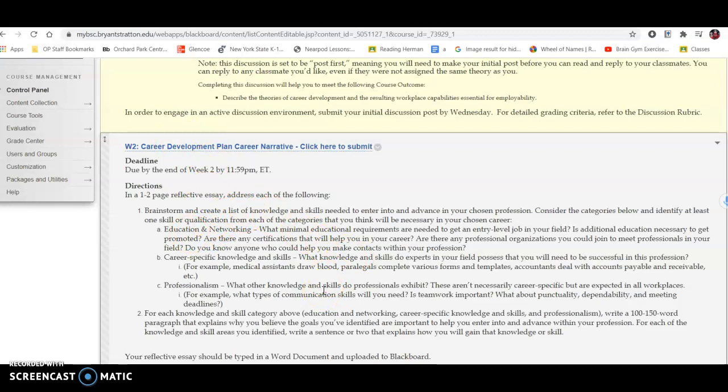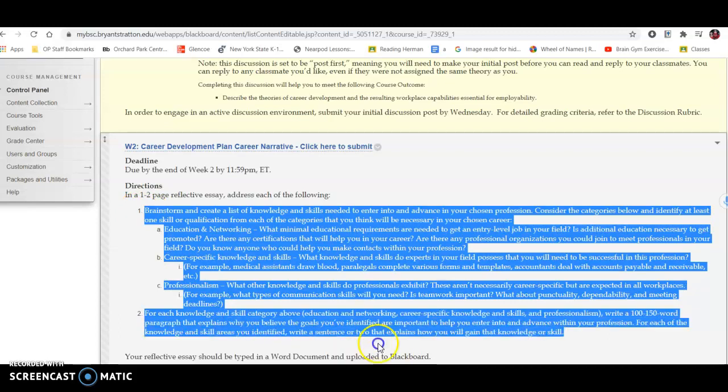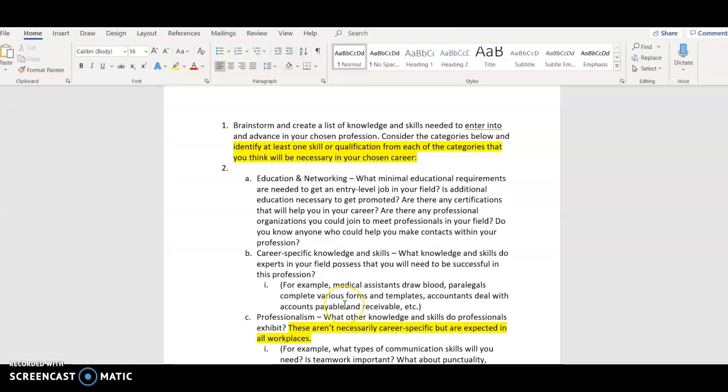So what I suggest you do, for me it helps if I take that question, copy and paste it into the actual Word document that I'm going to be typing the answer on. Okay, and that way I can answer each individual part of the question, and then I erase the question before submitting the final job. This is really important.